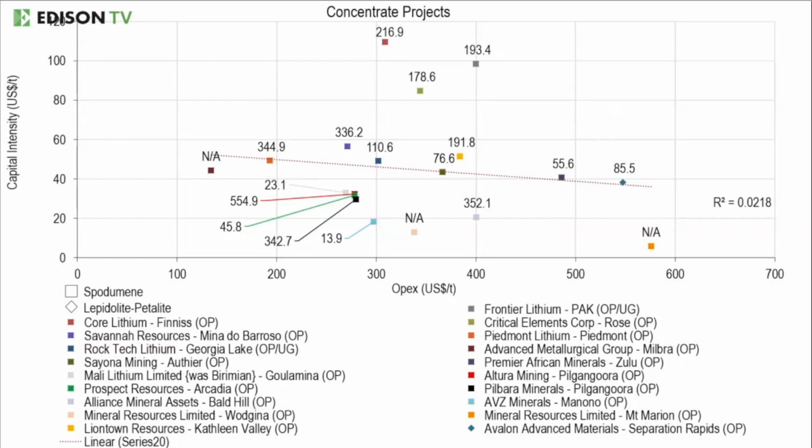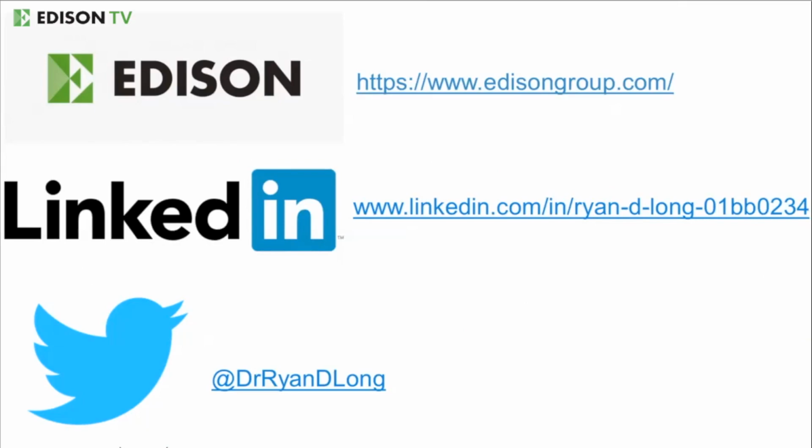In conclusion, carbonate projects with high capital intensities tend to have higher operational costs, and lower capital intensity projects and low operational cost projects tend to have a higher market valuation. For hydroxide projects, there is no clear relationship between capital intensity and operational cost, and indeed valuation. For concentrate projects, there is no clear relationship between capital intensity and operational cost. But African projects have a market valuation that is at a substantial discount to the Australian and Canadian projects.